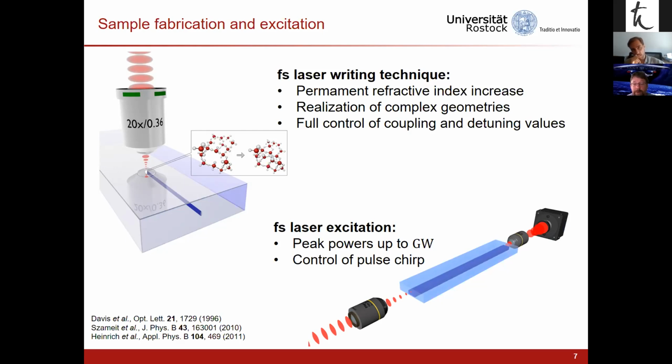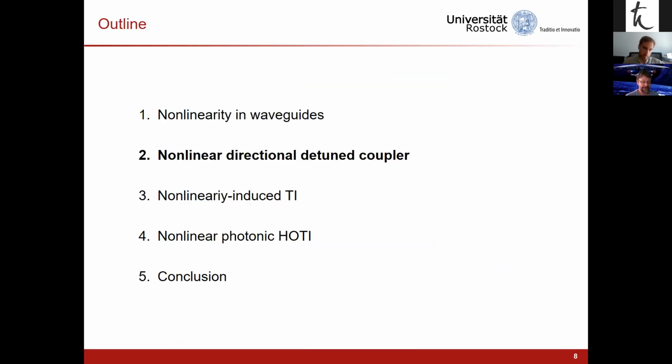And for low power, you usually use a low power laser beam, but for high powers, because of the low nonlinearity in fused silica glass, we need femtosecond laser excitations with peak powers up to gigawatts, and also some control of the pulse chirp, because it's sometimes detrimental to what we want to see. But this is the idea.